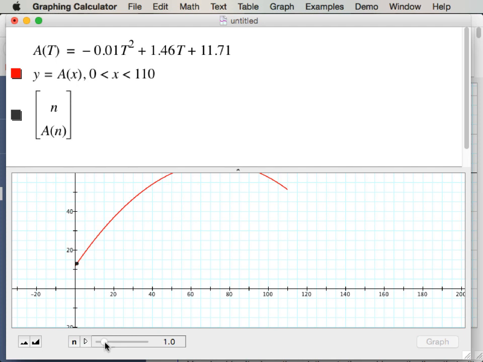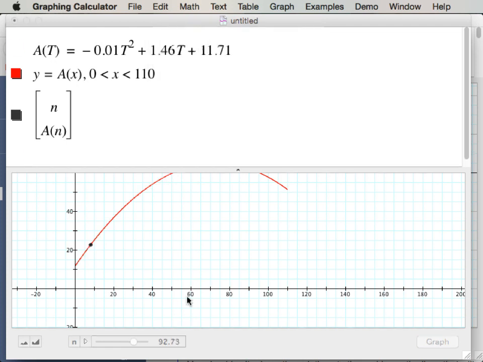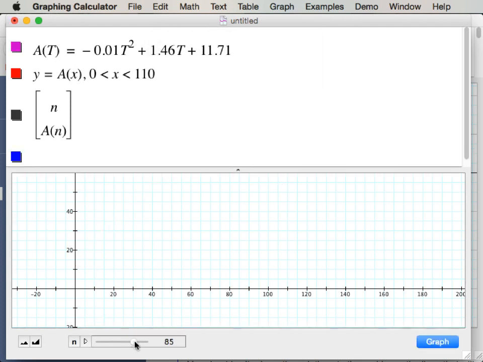Okay, and then we can change. You click on the n, you can change. So we want to go to like 0 to 120. And how many steps? Like 22 to make it by 5s. Is that right? Something's wrong there. 110. Thanks. There we go. Okay, so now the n is only every 5 by doing it that way.